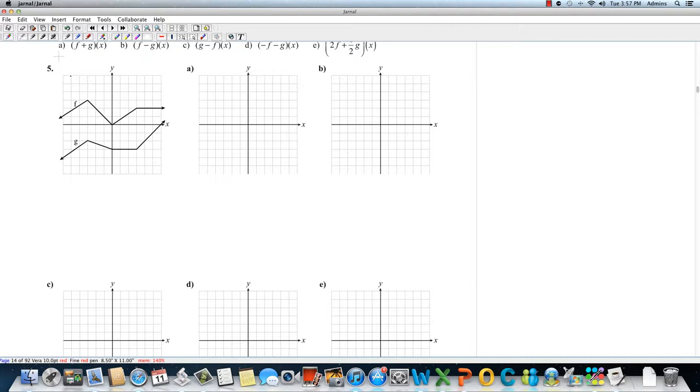Today we're going to be dealing with some combinations of functions and graphing them. So we're given our original function here with f and g, and we're just going to find some points here. So we're going to start off with this guy, this guy, this, and for g we'll use relatively the same points.